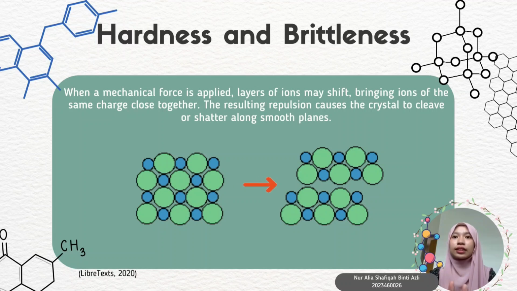Ionic solids are generally hard but brittle due to the strong electrostatic attraction between oppositely charged ions in the crystal lattice. These strong ionic bonds make the structure rigid and hard. However, when a mechanical force is applied, layers of ions in the lattice may shift slightly. This shift causes ions with the same charge to come closer together, resulting in strong electrostatic repulsion. The repulsion causes the crystal lattice to crack or shatter along smooth planes rather than bend. Therefore, ionic solids are brittle instead of malleable.